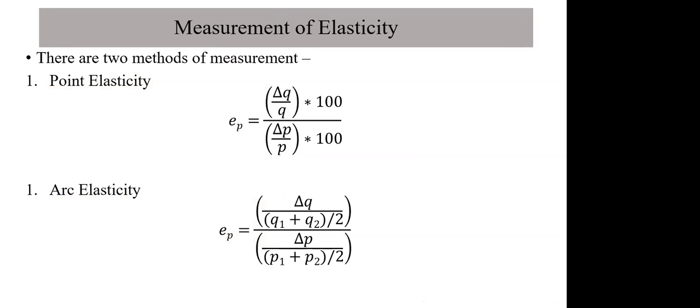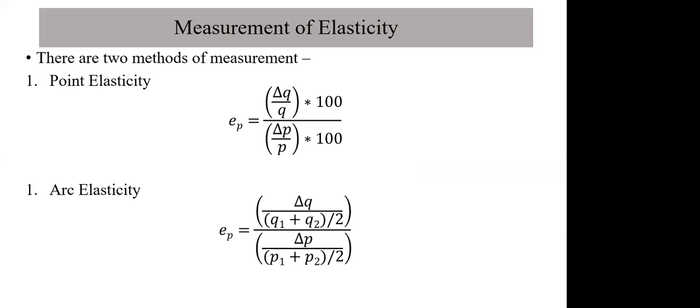Okay. So now there are 2 types of measurement of elasticity. One is called point elasticity, another one is called arc elasticity. We use point elasticity when there is a very small change in the price or the quantity demanded. Suppose there is only a delta X change, meaning a very small quantity. In those cases, we'll use the point elasticity method.